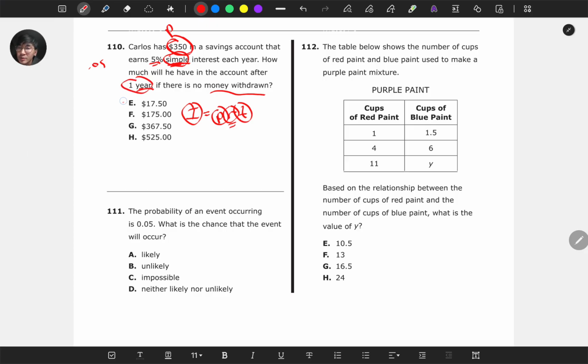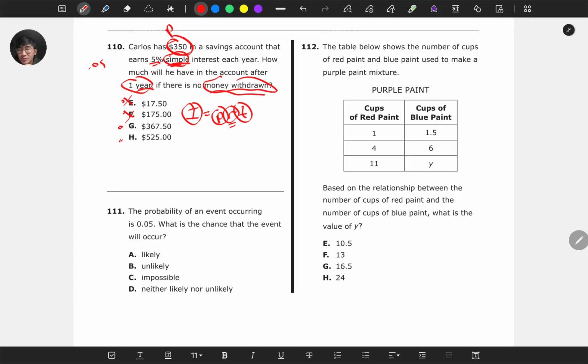So if you're just looking at the choices and you didn't remember this topic or you didn't learn it yet, right? It says that they didn't take out the money. Carlos didn't take out any money, so that means that the choice should be something that's greater than 350, right? So it cannot be E and it cannot be F. It's got to be one of these two. And then here you can use probability guess and you have like a 50-50 chance of doing it, okay?